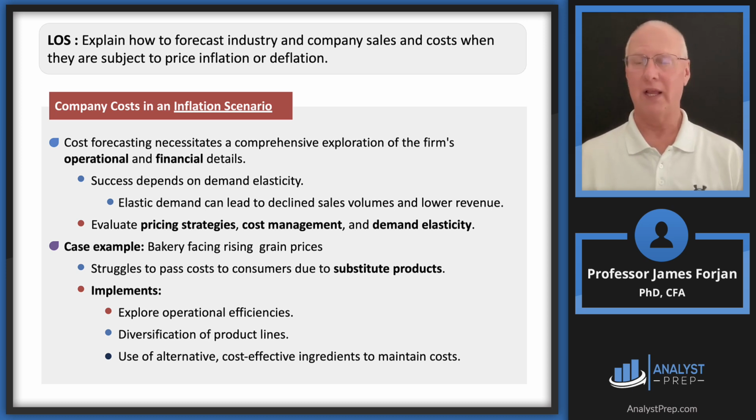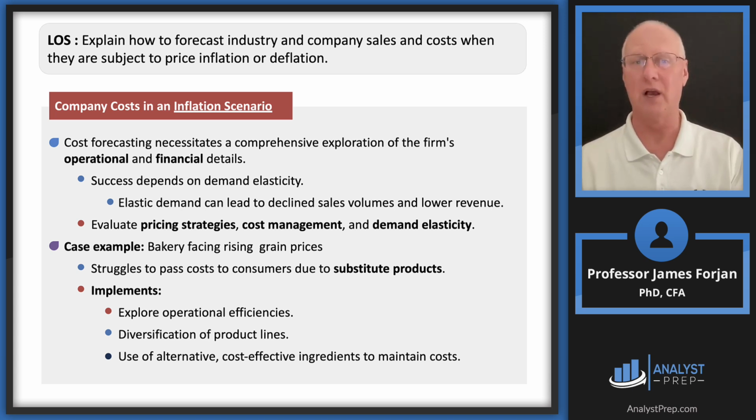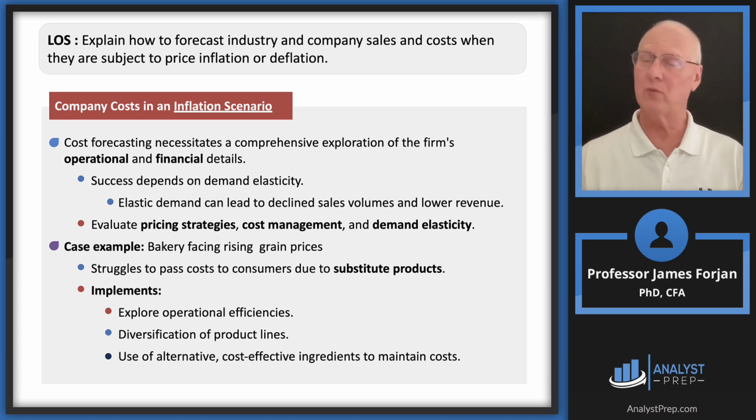I can buy Jim's Donuts, or I can buy John's Donuts, or I can buy Krispy Kreme or Maple Donuts. There's a lot of substitute products out there. So how do we handle that? Explore operational efficiencies. We talked about that a few slides ago. How about this one? This is a new one, diversification of product lines.